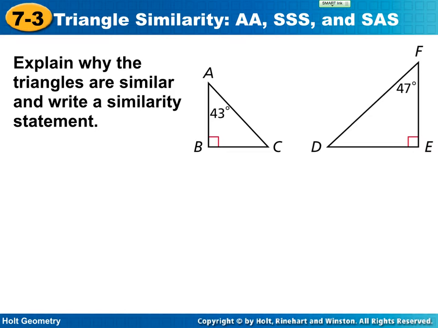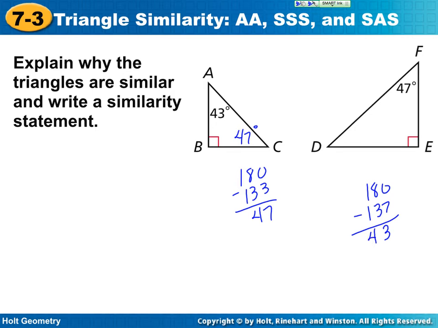Okay, let's do the triangle sum theorem on each triangle. Yeah, they match. So angle C, when you subtract, triangle sum theorem, 180 minus 133 is 47 degrees? Yep. And the missing angle here is 43. Okay, so we do have a 90, a 43, and a 47.